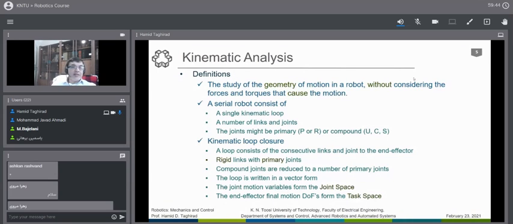We have a number of links and joints. That is quite easy. And to make life easier, we just work with the primary joints. As I mentioned, the primary joints are either a revolute joint or a prismatic joint, which have just one single degree of freedom. Of course, not all robotic manipulators are like that, but 99% are. In a serial manipulator, we usually have simple joints and simple actuators.